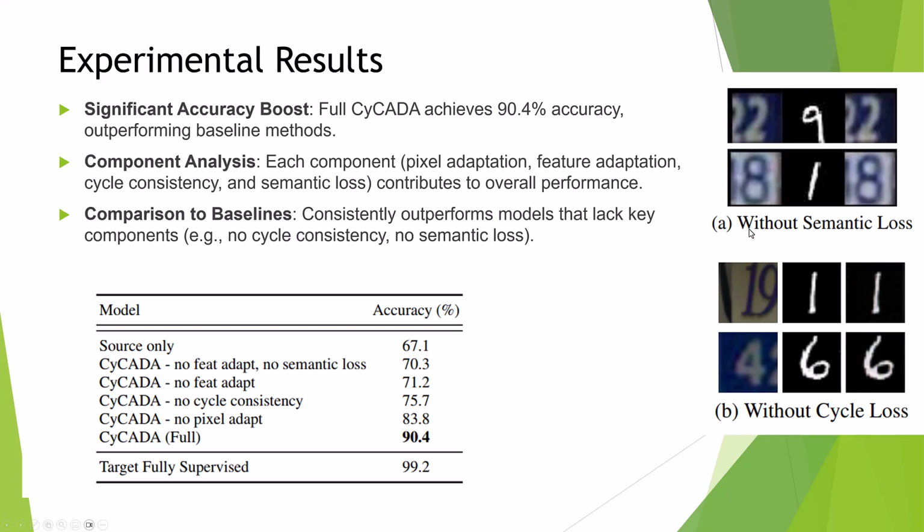Further, we can see in this picture A that without semantic loss, the model satisfies both GAN and cycle constraints. The translated image matches the MNIST style, and the reconstructed image matches the original. However, the translated image loses its semantics. For instance, an 8 becomes unrecognizable in the MNIST style.